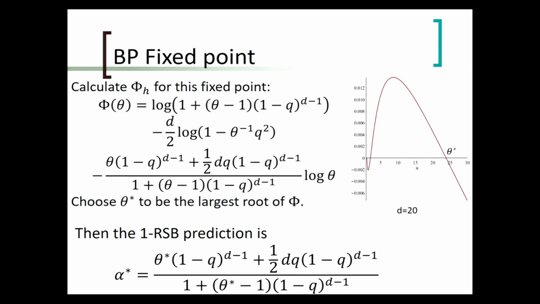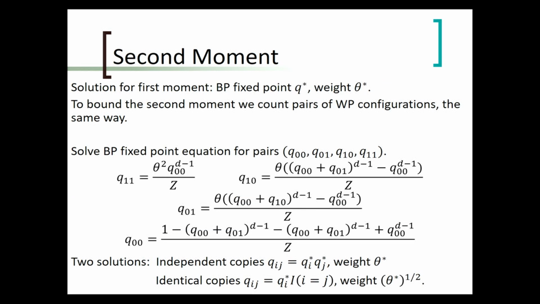And this is the one RSB prediction for the size of the largest independent set. And so it just comes from counting these warning propagation configurations. Okay, so if we want to show that we actually have those configurations, we need to do the second moment. There's a more complicated belief propagation equation for that. And what you show is that there's two solutions. One that corresponds to seeing essentially two independent-looking configurations, and another fixed point that corresponds to two completely identical configurations.